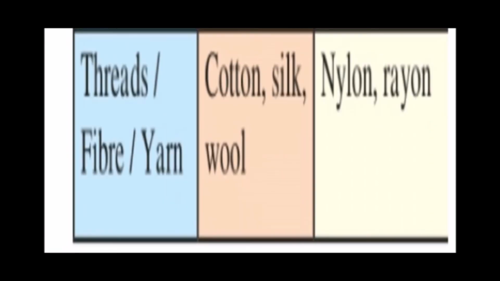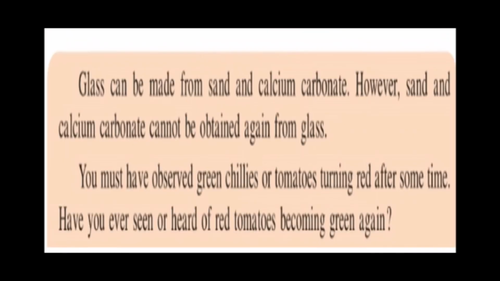What about threads, fiber and yarn? What is natural? Cotton, silk or wool. Whereas man-made is nylon, rayon or terylene. Glass can be made from sand and calcium carbonate. However, sand and calcium carbonate cannot be obtained from glass.